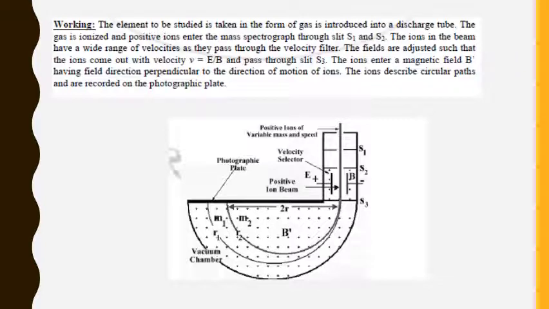The element to be studied is taken in the form of gas. It's introduced into a discharge tube and we ionize the gas. The gas is ionized and positive ions enter the mass spectrograph through S1 and S2. We have discussed this. The fields are adjusted such that the ions come out with a velocity V equal to E by B and pass through S3. The ions enter the magnetic field B dash, B prime, having a direction perpendicular to the direction of motion of ions. And finally, we can separate out the particles.